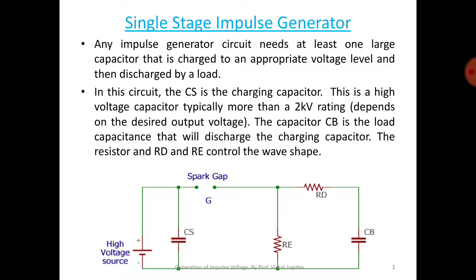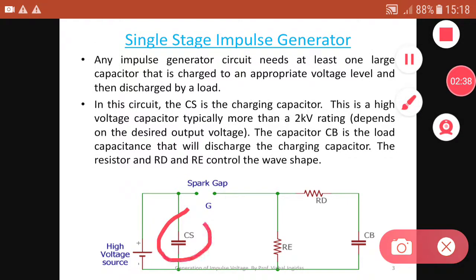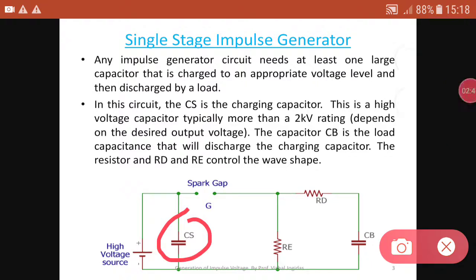Single stage impulse generator. Any impulse generator circuit needs at least one large capacitor that is charged to an appropriate voltage level and then discharged into a load. In this circuit, CS is the charging capacitor. Here we can see CS. This is a high voltage capacitor, typically with a rating of several kilovolts, but it depends on the desired output voltage.